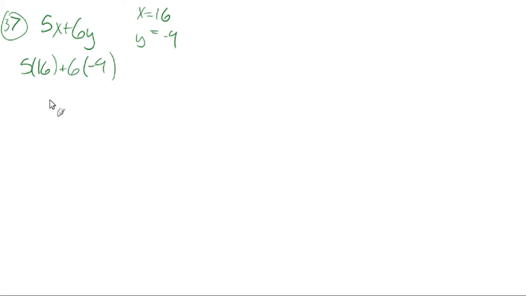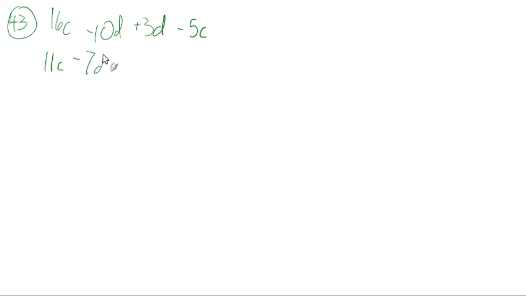Now for 37. 5x plus 6y. We're just going to do another example here, just like in that previous one we just finished. If x is 16 and y is negative 9, what would that do to the expression? So 5 times 16 plus 6 times negative 9. And that would come out to be 26, right? 5 times 16 is 80, plus 6 times negative 9 would be negative 54, and so that would be 26. Okay. That'll do it for evaluating expressions, I think.